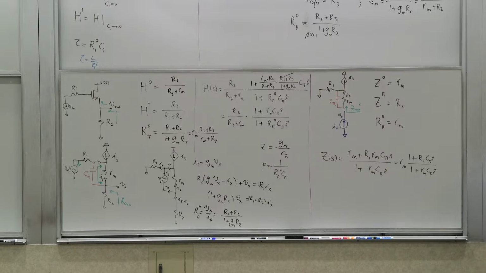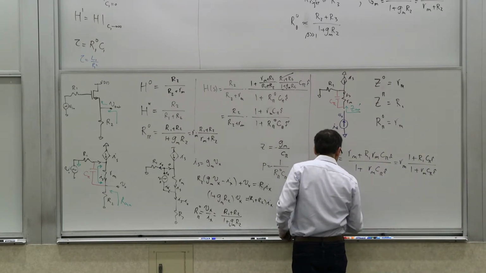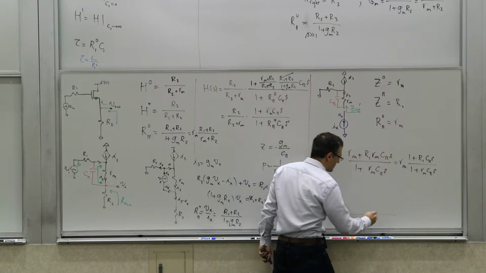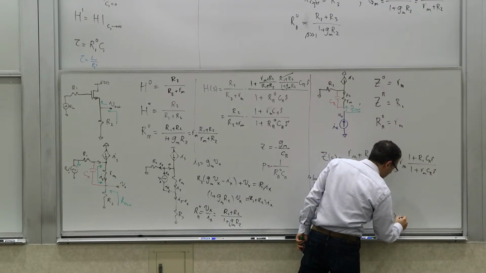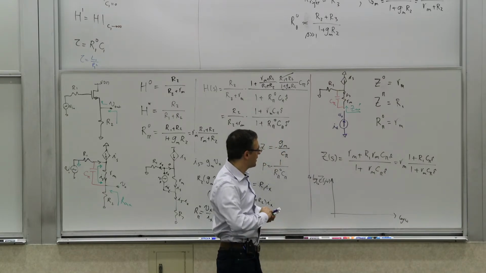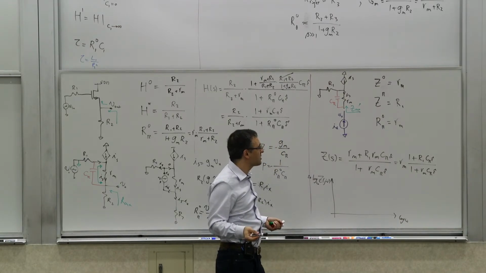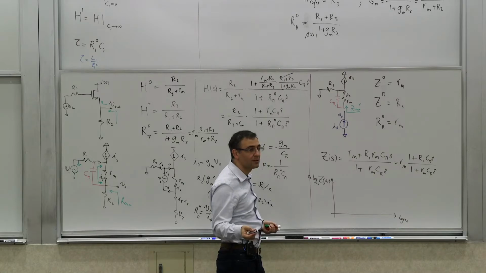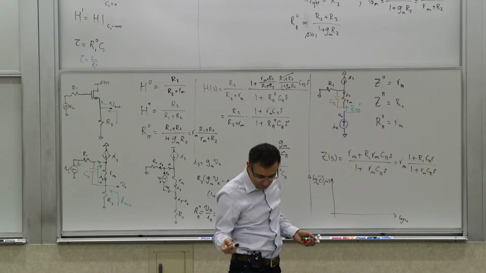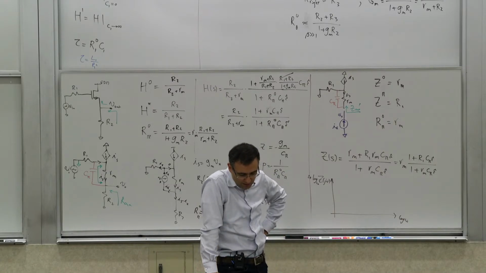So what do we have? What is the transfer function? How does this look versus frequency? If I do a Bode plot of Z of j omega, log of that versus log of omega, what does it look like? Well, you have a pole and you have a 0. Which one happens first? Well, it depends on the relative value of Rm and R1.